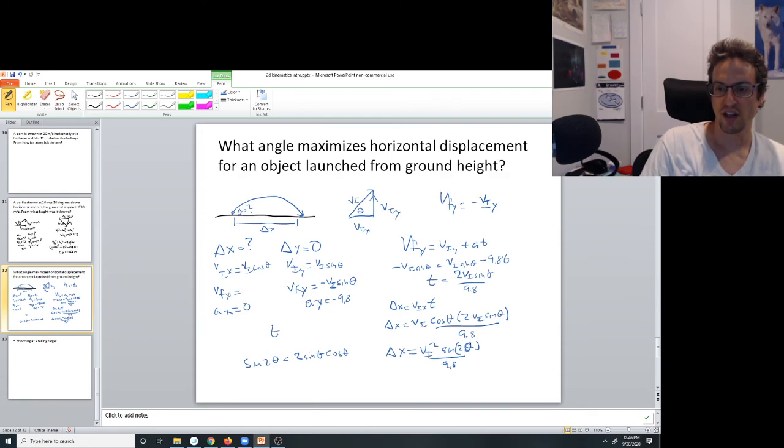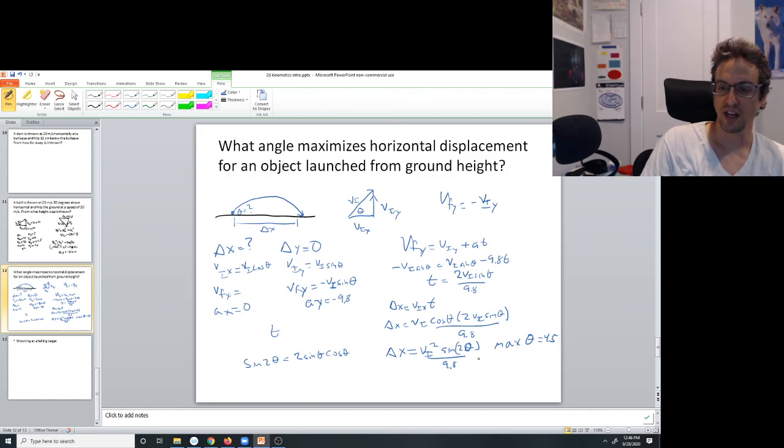We know how to find the maximum. Sine of 2 theta is max at theta equals 45, right? Because sine of theta is maximum at 90, so if I make 2 theta 90, it maximizes it. So max theta is 45. Or the maximum distance occurs when theta is 45.